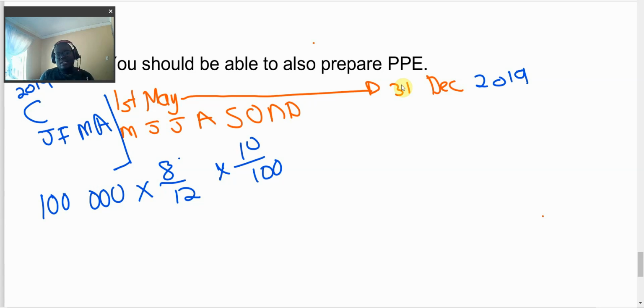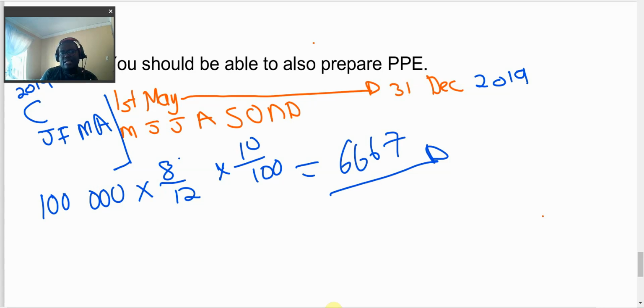So let's get the value of that depreciation. So it's 100,000 multiplied by 8 over 12 multiplied by 10 over 100. We're getting that 667 amount. So that's the depreciation for the first year.